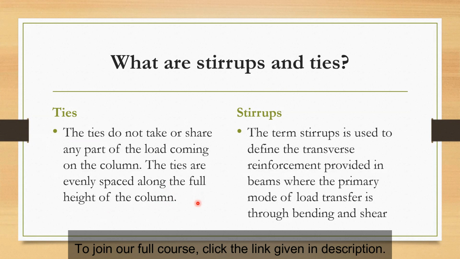The term stirrup is used to define the transverse reinforcement provided in a beam where the primary mode of load transfer is through bending or shear. That means you can call the stirrups the transverse reinforcements, and their work is to hold the main reinforcement and to counter the bending moment and the shear force that is being generated in the beams.